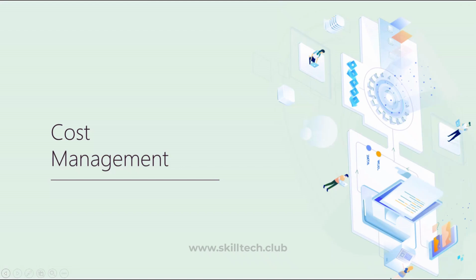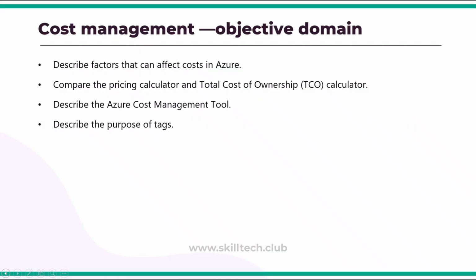First, let's focus on cost management. Now obviously, cost management on cloud is very similar to whatever monthly budget you specify for your home or business. Well, first we are going to describe the factors that can affect the cost in Azure. Then we are going to compare the pricing calculator and the total cost of ownership, which is TCO calculator. We'll describe the Azure cost management tools, and then we will describe the actual purpose or usage of something which is known as Azure tags.